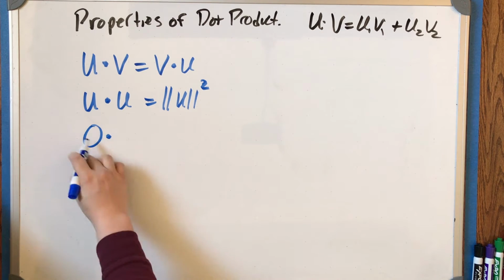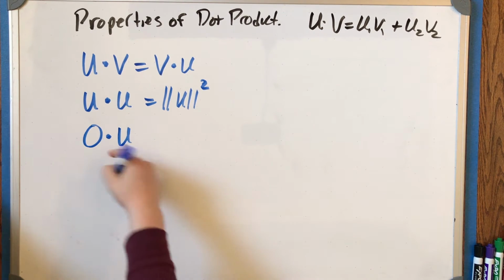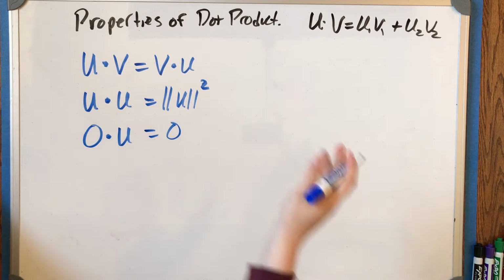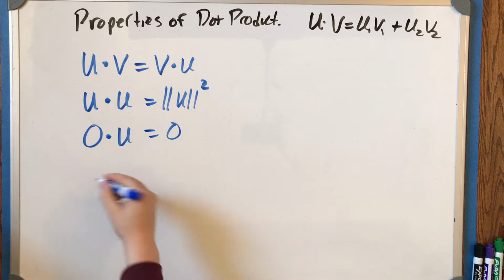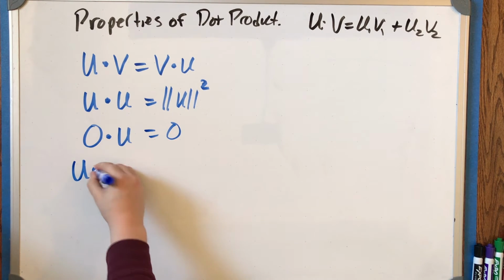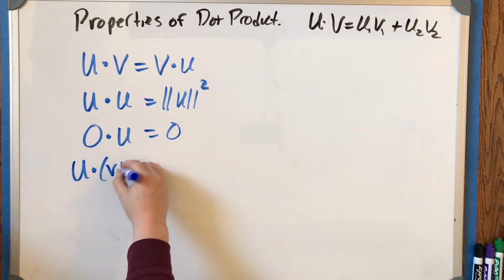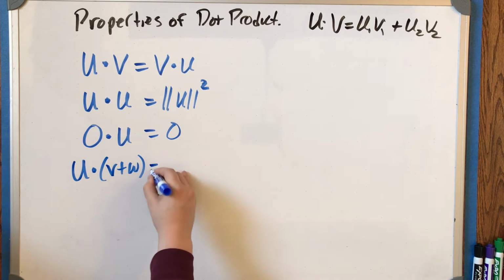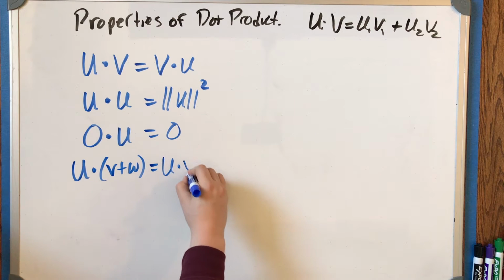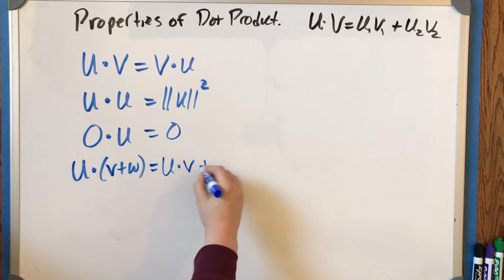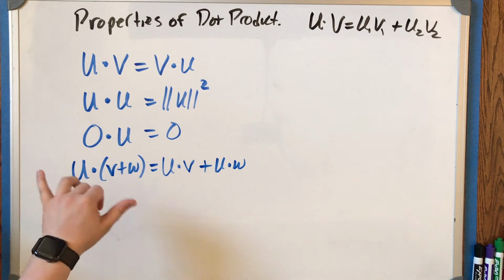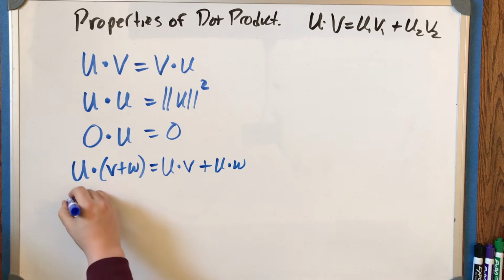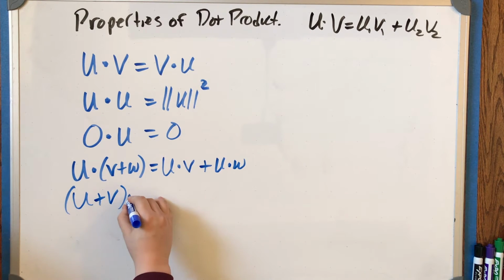If we do the 0 vector with the dot product of u, we just get the 0 vector again. And then just some other ones that we're probably not going to use too often in this class, but if I were to do something like u dot product of 2 other vectors that are added together, I can kind of distribute and do the dot product of u and v, and then add that with the dot product of u and w. And I can also reverse that, and I could do something like u plus v and then dot product w, same exact idea, it works.